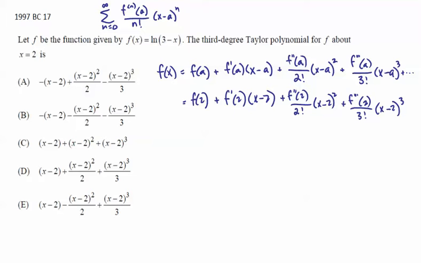Alright, so f of 2 is ln of 3 minus 2, which is ln of 1, and we know that is equal to 0. So the first term is going to be 0.